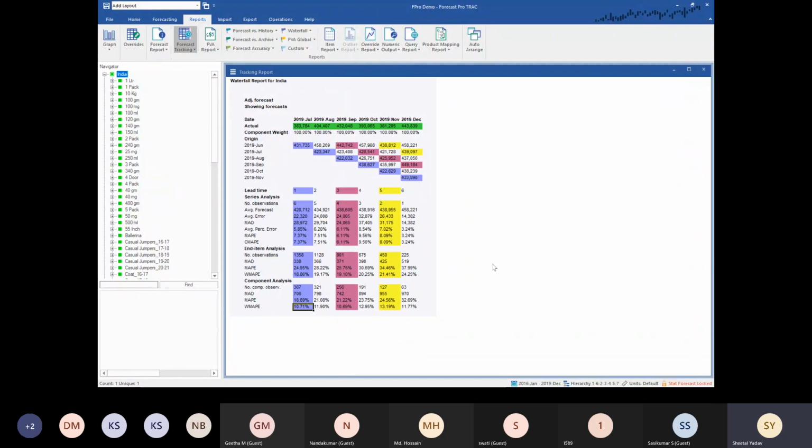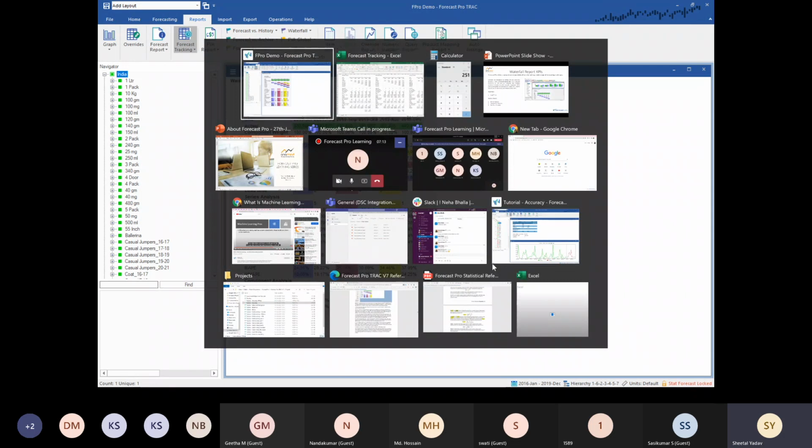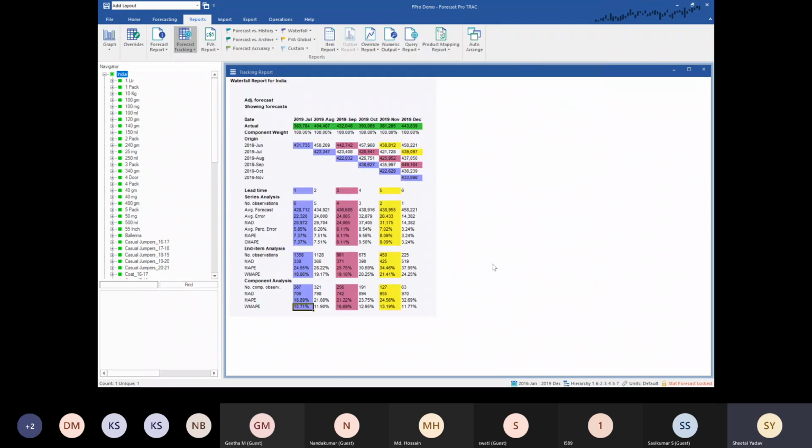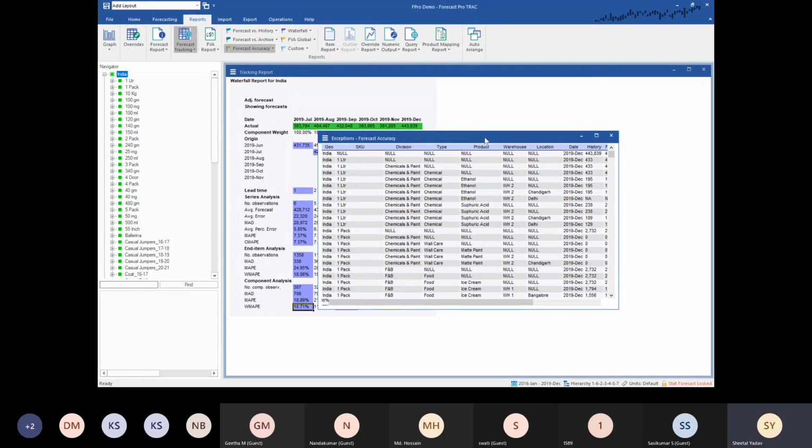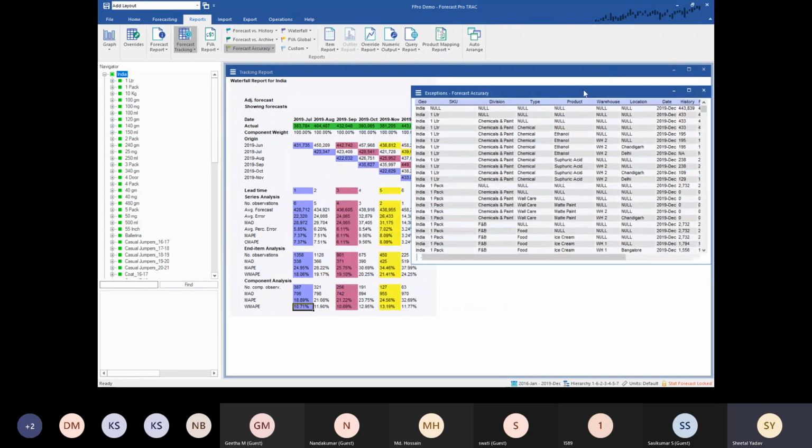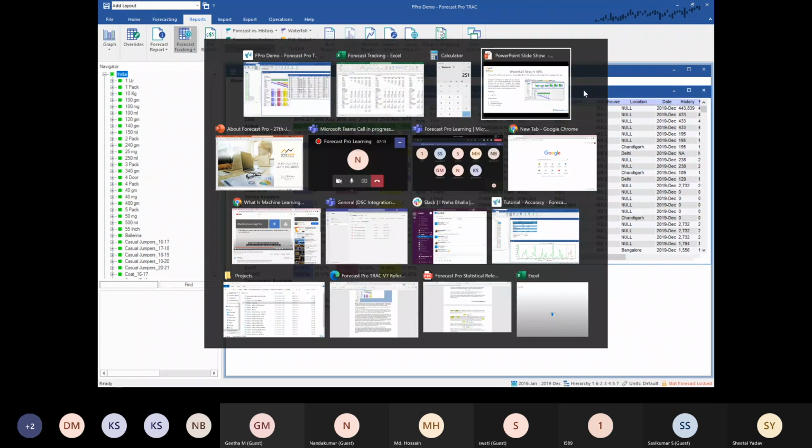I'll take a pause now and see if you have any questions right now, or if you would want, we can take up the questions at the end. But if you have any questions related to this report, feel free to ask. We want to keep the session interactive. Else, I'll move to the second section of the report.